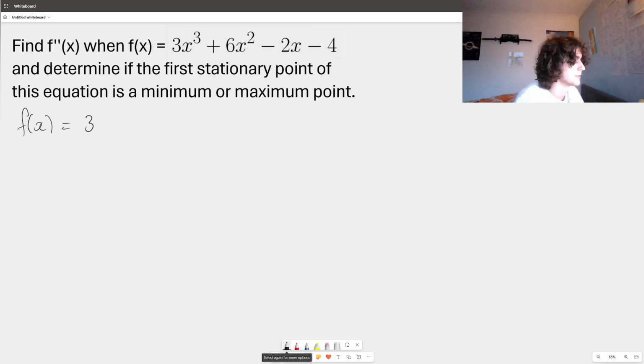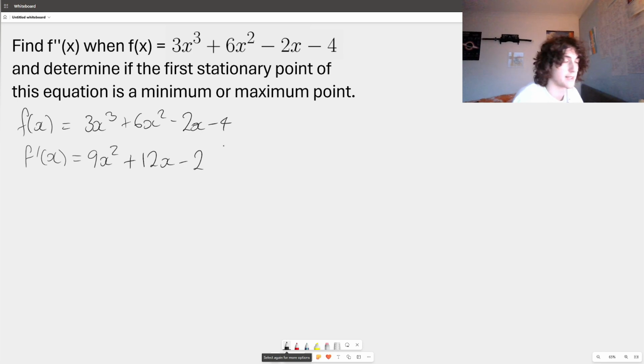So f of x is equal to 3x cubed plus 6x squared minus 2x minus 4. And the first derivative, we're going to use the power rule. So we multiply by the power and drop the power by 1. We're going to multiply by the power again, drop the power by 1. Multiply by the power, drop the power by 1. So this becomes a 0, which eliminates the x. And then we can forget about the minus 4, as it does not have an x term on it. We can then differentiate again to get f dash dash of x being equal to 18x plus 12.